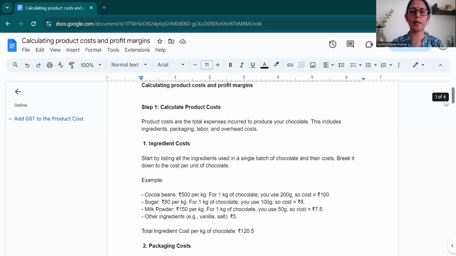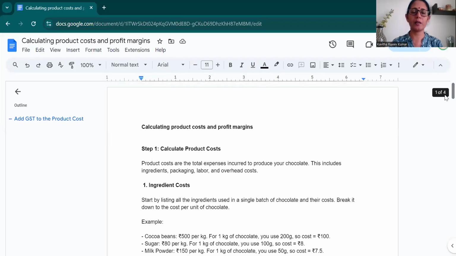Hello and welcome back. So, in this particular session, we are going to see how you can calculate the product cost and the profit margin. So, let me share my screen here because product cost and profit margin needs to be calculated.